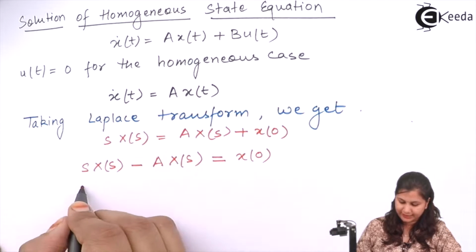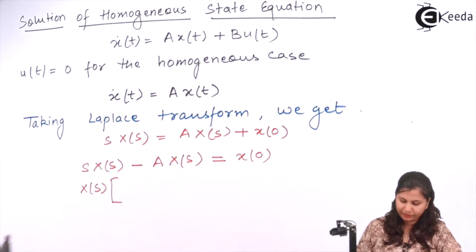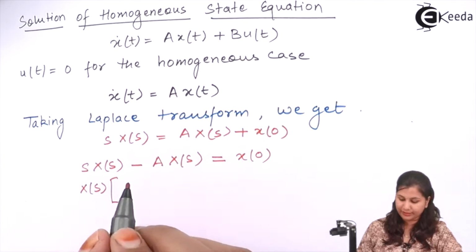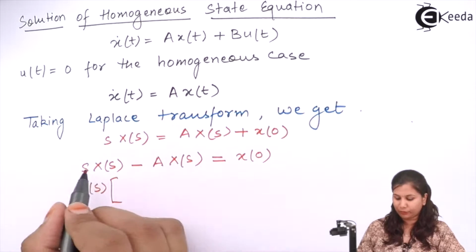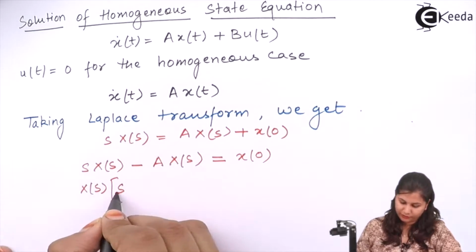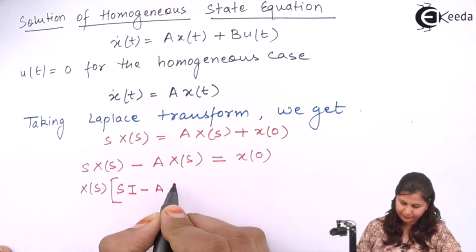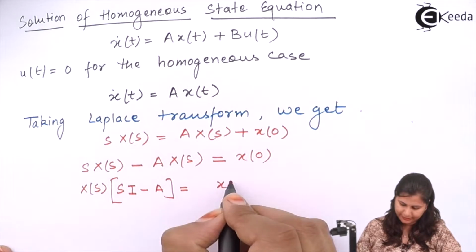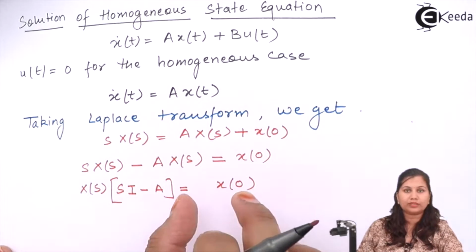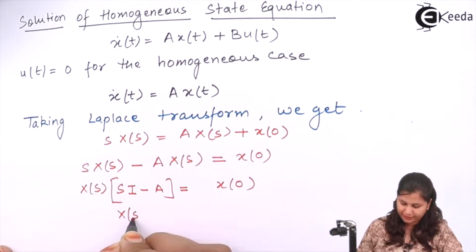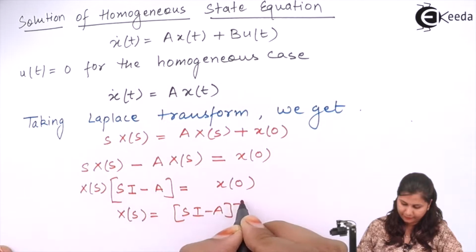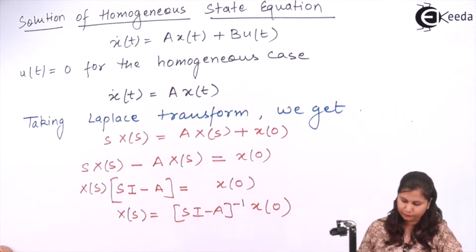Then we can take X s as common and we are left with s times I, where I is the identity matrix, because A is a matrix and we have to keep both sides as matrices to do this subtraction. So here we have s I minus A times X s equals x 0. Now let's bring this s I minus A to the right hand side. So we have X s equals s I minus A inverse x 0.